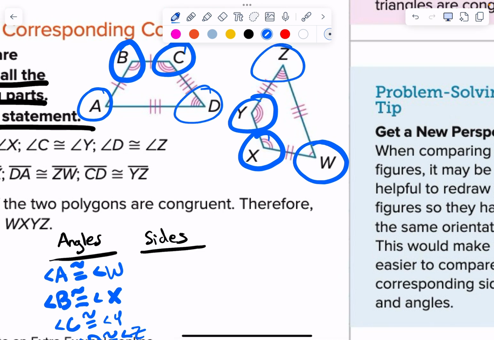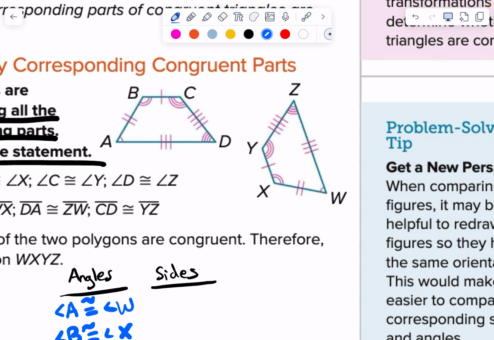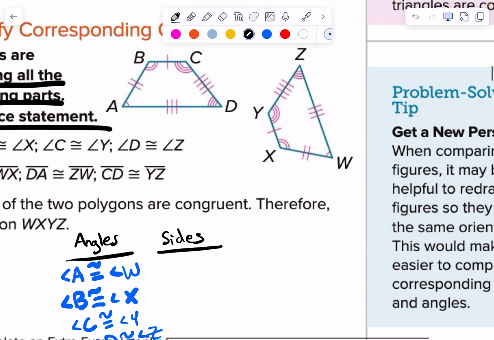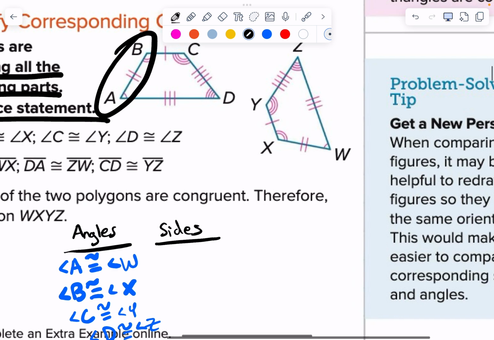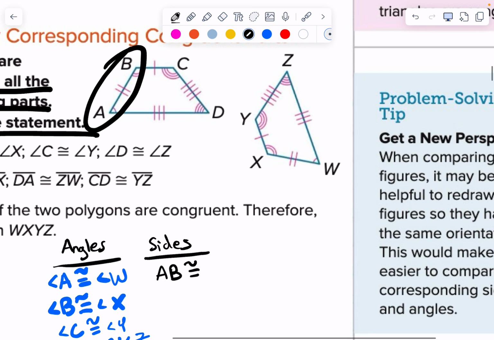This is the pain in the butt. For this problem, you have to actually list these out, all right? Then let's move on to sides, okay? How do I name the sides? Give me one side. Let's start with AB, right? Why don't we start with the one there? I don't care, it doesn't matter. If we go AB, which side corresponds to AB?